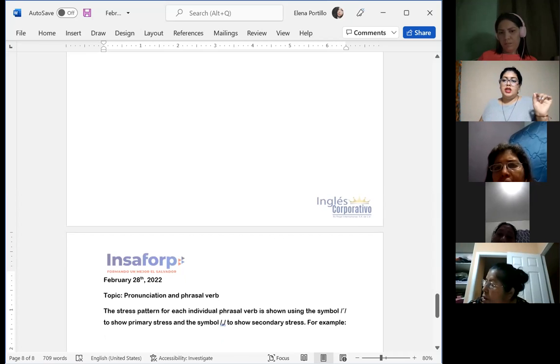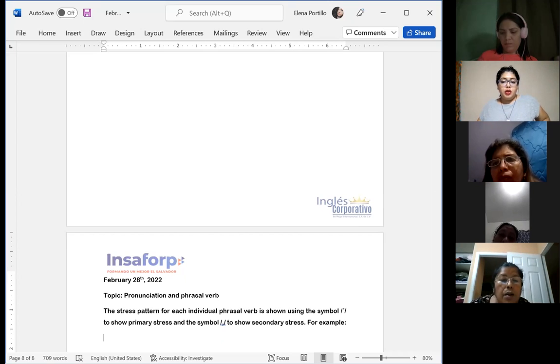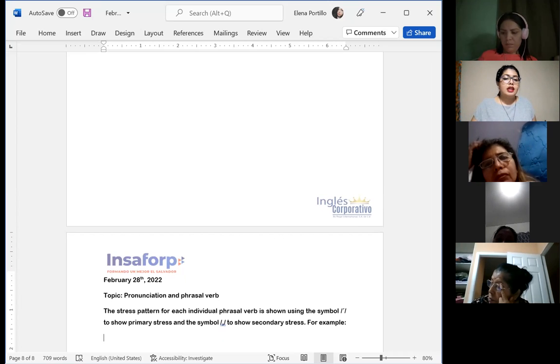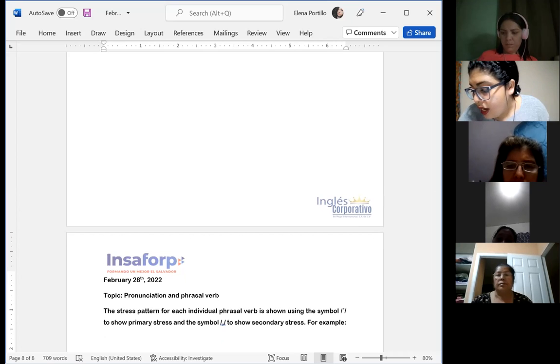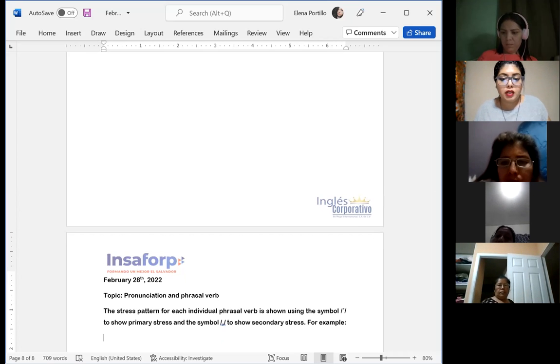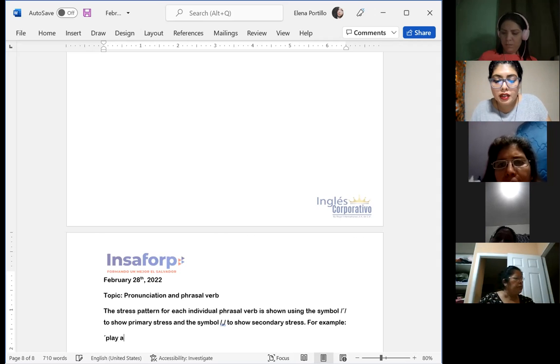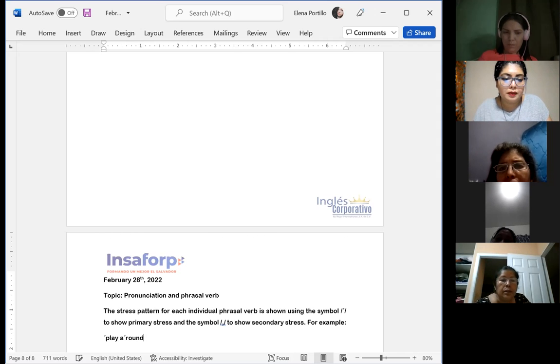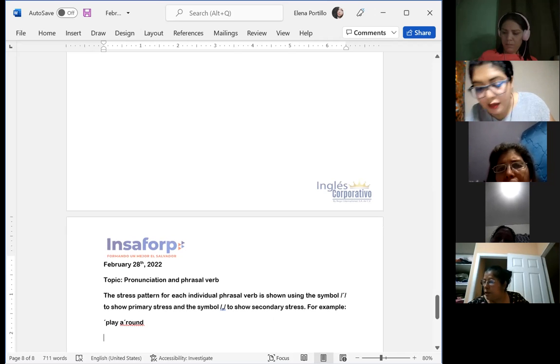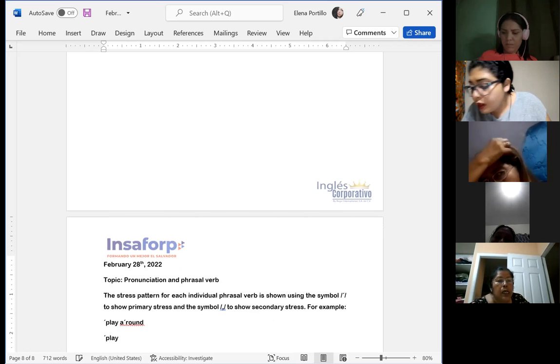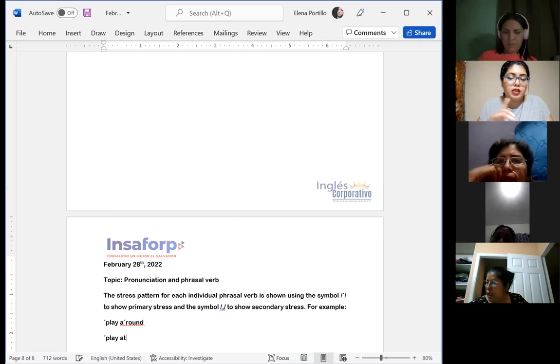Okay, we have something here. In this case, when we are using the stress of the pronunciation, we have different symbols. The first symbol shows the primary stress, and the second symbol shows us the secondary stress. We are going to see some examples. In the first one, we have this symbol in the word play, then again the same symbol around. Then we have play again with the same symbol, and in the second word we don't have any stress.